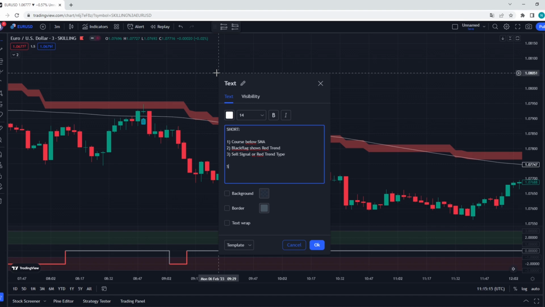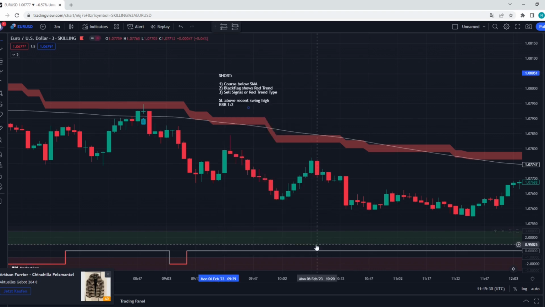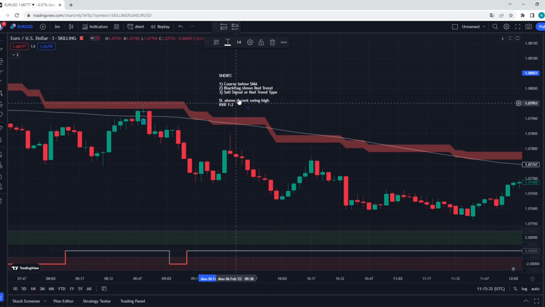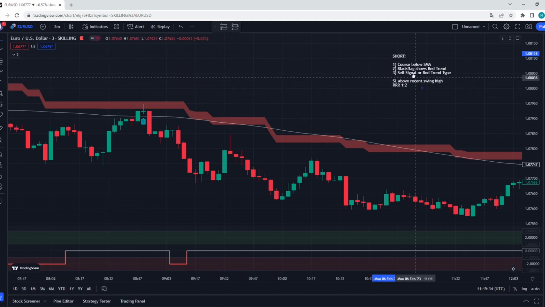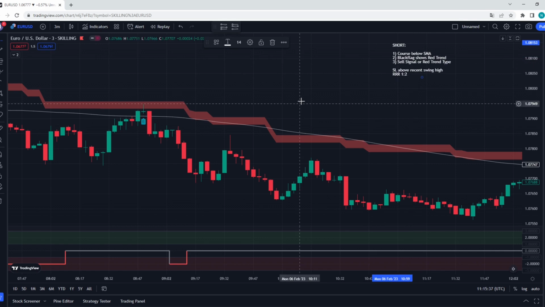We will set our stop loss above our recent swing high, and we want a risk reward ratio of 1 to 2. Click OK. So these are the rules for a short trade.